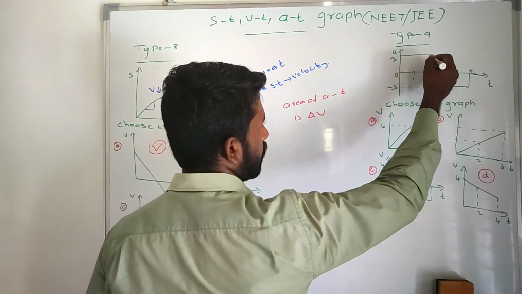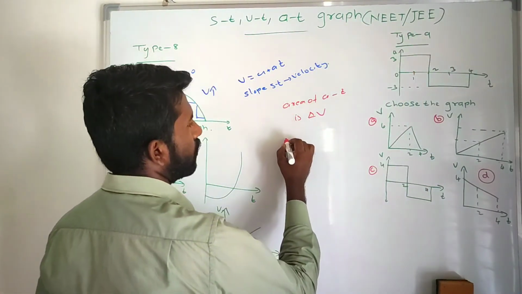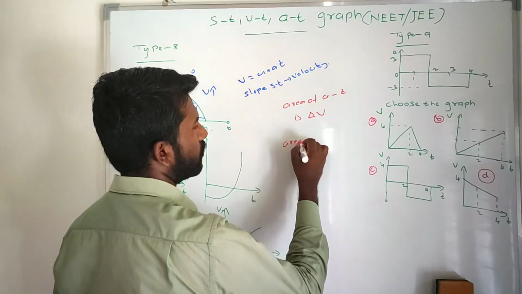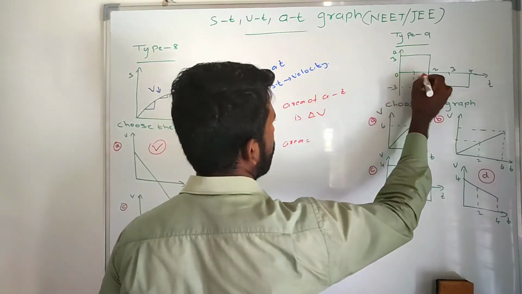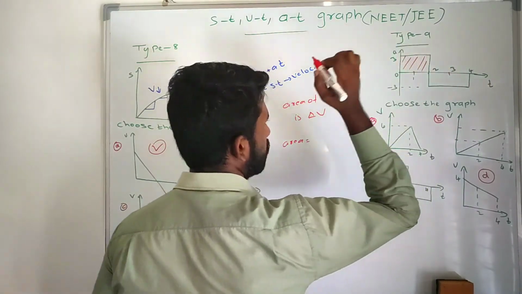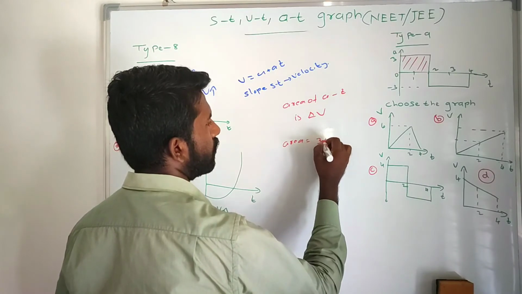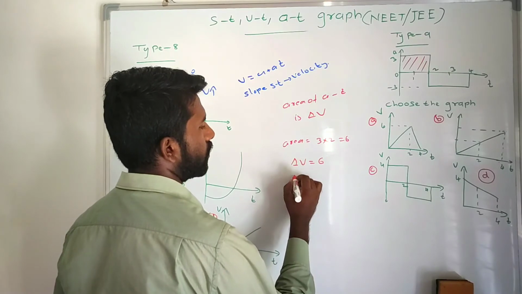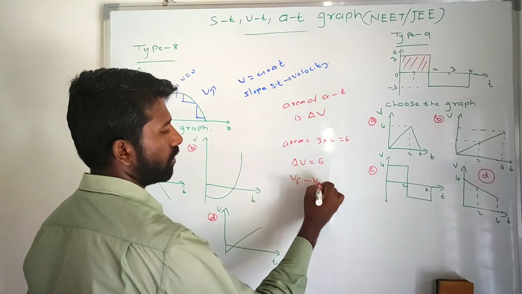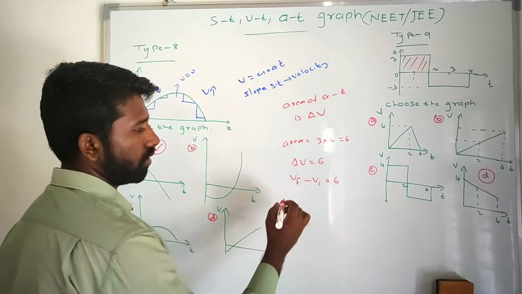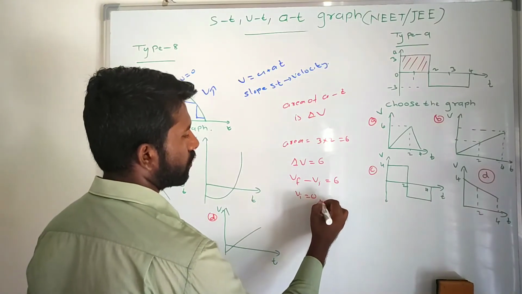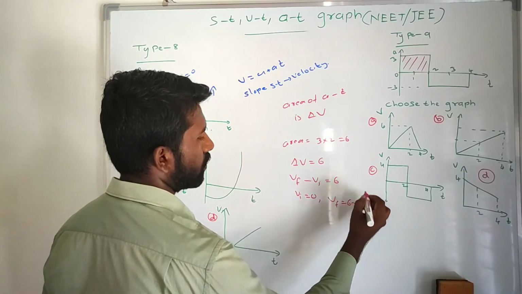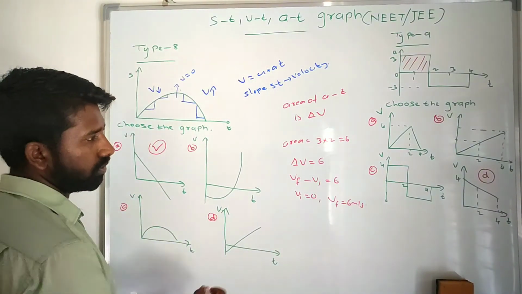Here in what time? In between 0 to 2, what about the area? It is a rectangle. You can take out this area. So this area is equal to 3 into 2, that is equal to 6. So change in velocity is equal to 6. What is change in velocity? Final velocity minus initial velocity is equal to 6. We will take initial velocity as 0. So what about the final velocity? Final velocity is to be 6 meter per second.